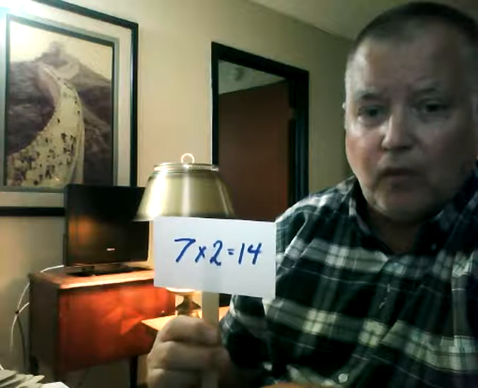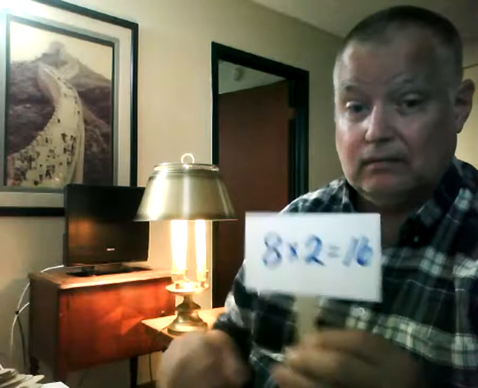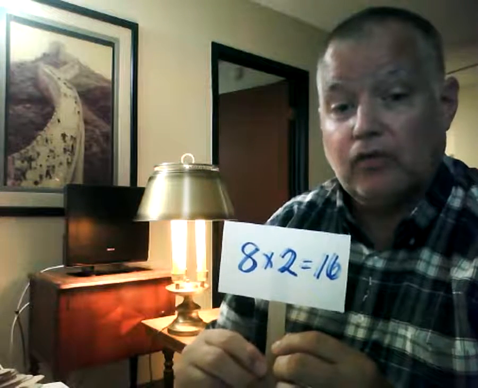7 times 2 is 14. 8 times 1 is 8. 1 times any number is the same number. Anything times 0 is 0. 648,000 times 0 is 0. Yeah, they can trick you like that. 8 times 2 is 16. 9 times 5 is 45.